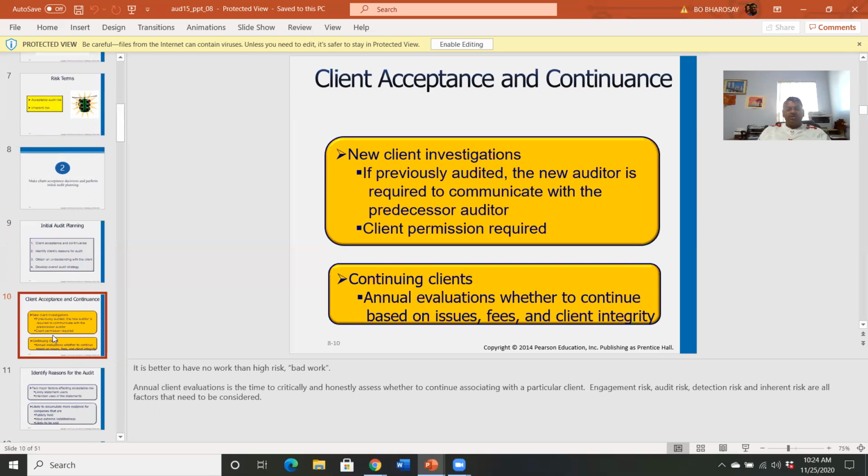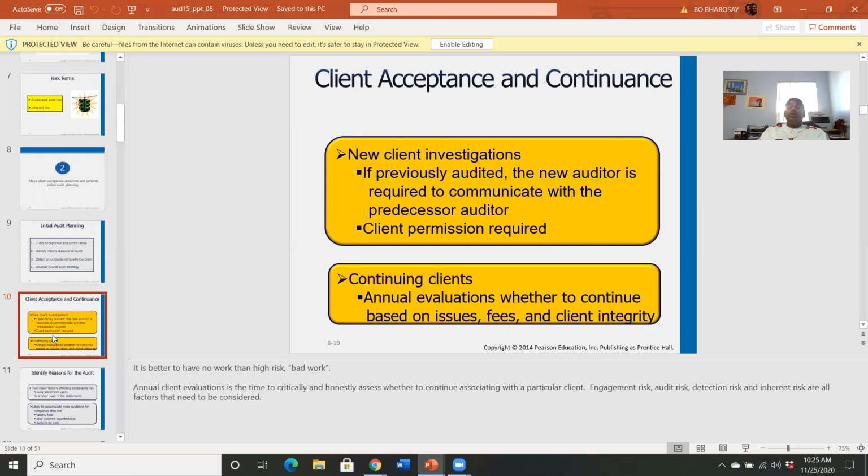New client investigation. A new client calls you. If they had an audit done before, you're required to communicate with the predecessor auditor, the prior auditor. The client has to give the prior auditor permission to respond. Sometimes students ask, well, what if the client doesn't give the auditor permission to respond? Well, you want to think hard and strong. Do you want to take on this client? Why don't they want the prior accountant to respond? What are they hiding?